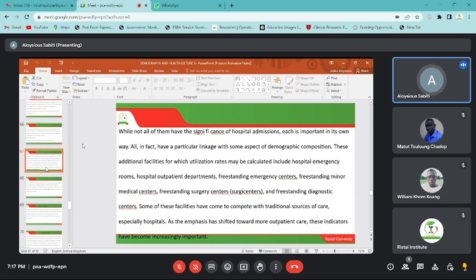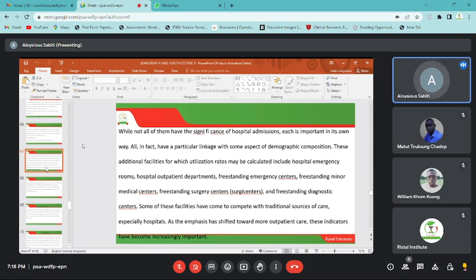This is what that interpretation is having. A married couple could also be frequenting, or have a linkage to, a freestanding minor medical center. In case of any complication of pregnancy, they could visit these facilities. Some of these facilities have come to compete with traditional sources of care, especially hospitals.